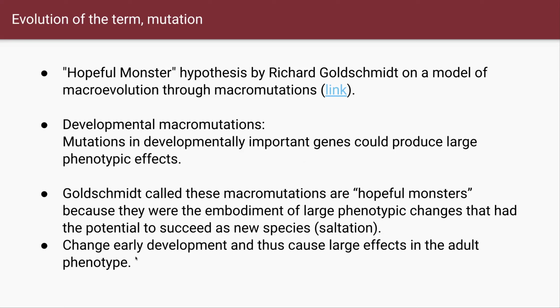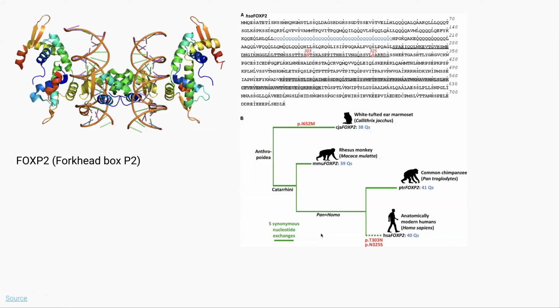So in other words, they change early development and thereby cause large effects in the adult phenotype. And is that really true? We can think about any supporting research on that. There's one example, a gene called FOXP2. This gene is responsible for transcription regulation, and it looks like a fork head, literally a fork head, and it binds to DNA and does something in DNA transcription, right?